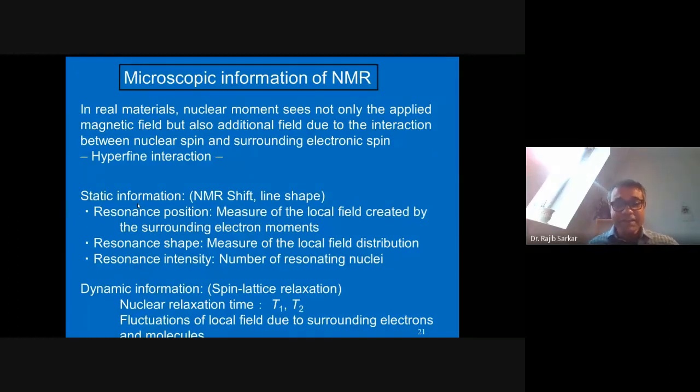So what does it mean? Your nucleus is surrounded by a lot of electrons, and those electrons are also fluctuating. The fluctuation produces a fluctuating field at the nuclear site, and that fluctuating field has a time dependency. That time dependency is called the dynamic information, and you can get it when doing NMR.